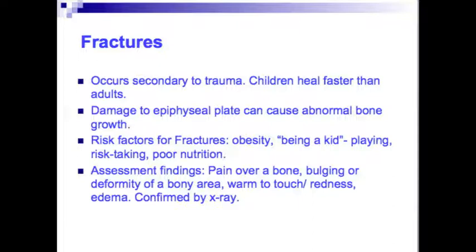Beginning with fractures. Fractures will occur secondary to trauma. Something happens to the child, they fall, they get injured, there's an MVA, something happens, and there's been some trauma, and they do break a limb or extremity or ribs, whatever. But we do know that children heal so much faster than adults, so the length of casting and the length of time that they will be either in traction, in a cast, whatever, is much shorter than we see with adults.